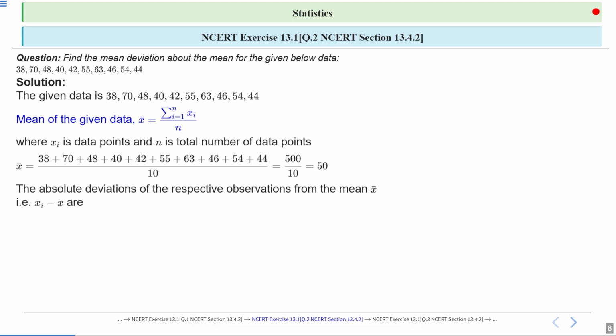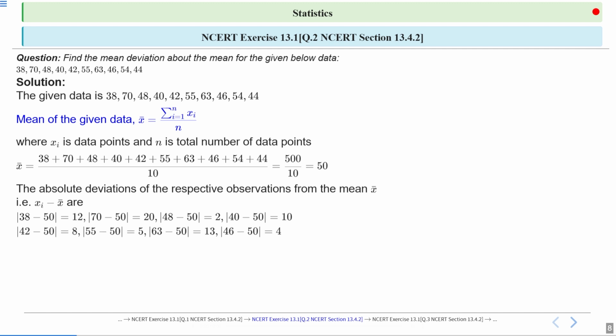Next, we need to find the absolute deviations of each observation from the mean. So for each xi, we calculate the absolute value of xi minus x bar. These values are: mod of 38 minus 50 equal to 12 for 38. For 70, it's mod value of 70 minus 50 equal to 20. For 48, it is mod value of 48 minus 50 equal to 2, and for 40, it is mod value of 40 minus 50 equal to 10.